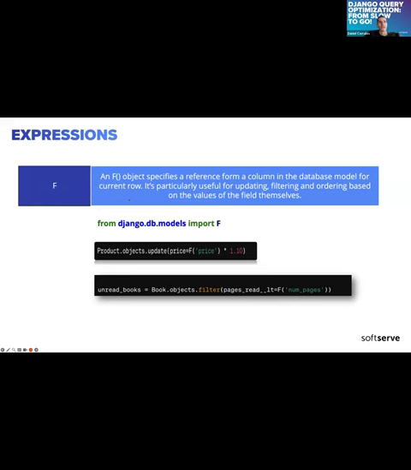So let's continue with F. An F object specifies a reference to a column in the database model from the current row. It's particularly useful for updating, filtering, and ordering based on the values of the fields themselves. So we use that in our Django DB models with import F. And we have those two basic examples, but if you want to go deeper, you can search for F and you can discover and reuse that function in your project in many ways.